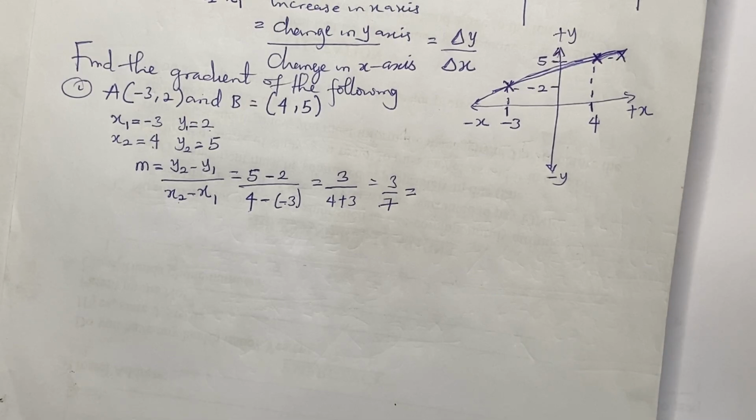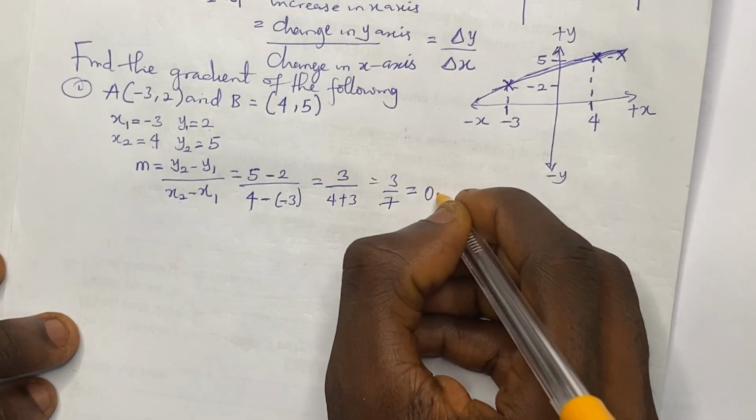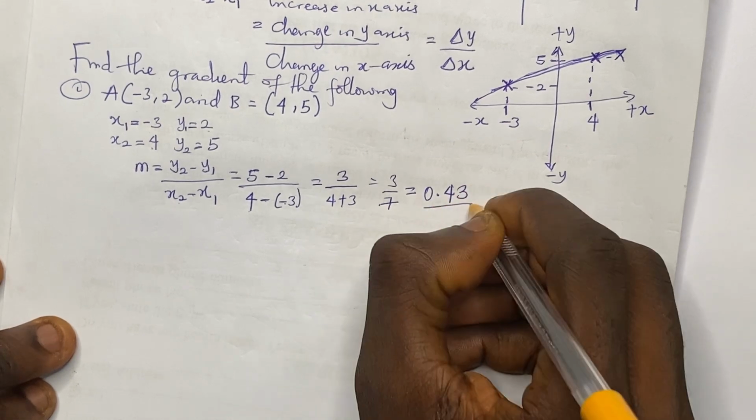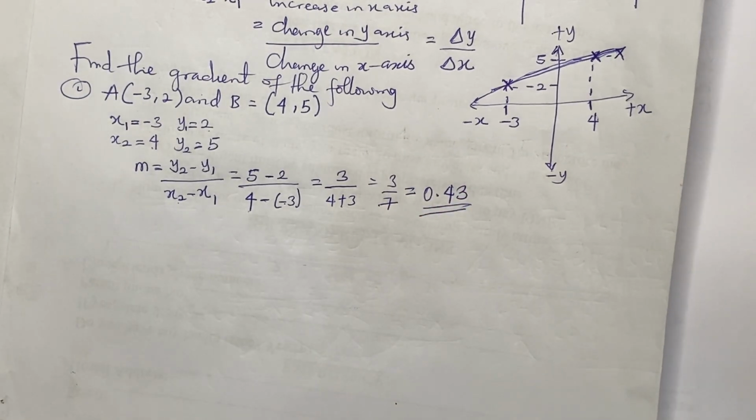You can see that it is a positive graph, because if you divide 3 by 7, you are going to get a positive answer. Do you get what I'm saying? And 3 divided by 7 is 0.43 approximately. So this is our gradient. Can you see that now? That is our gradient. All right.